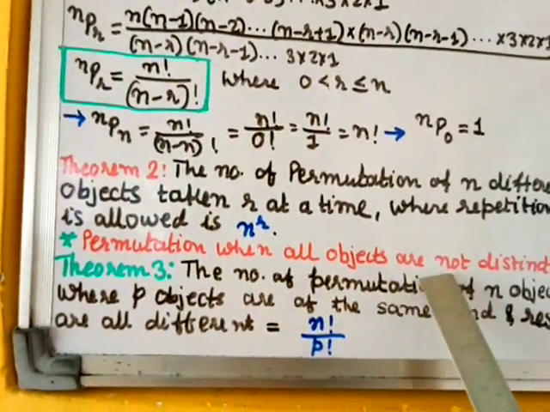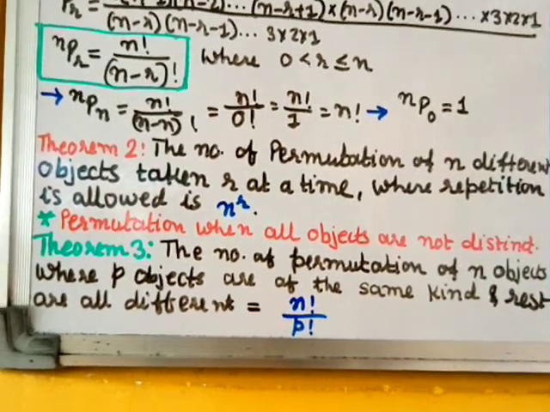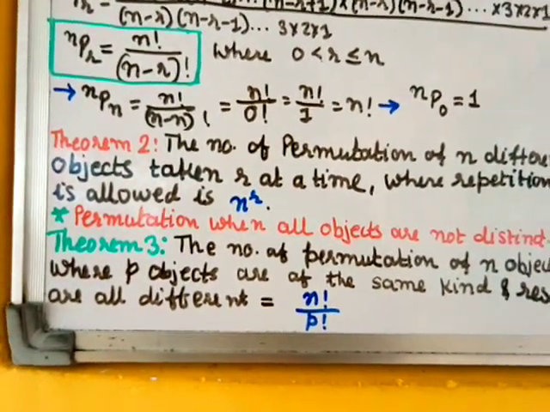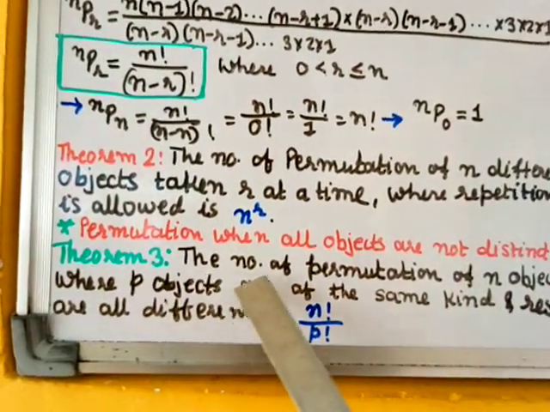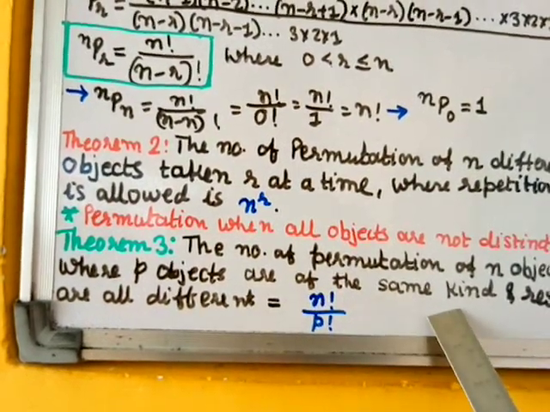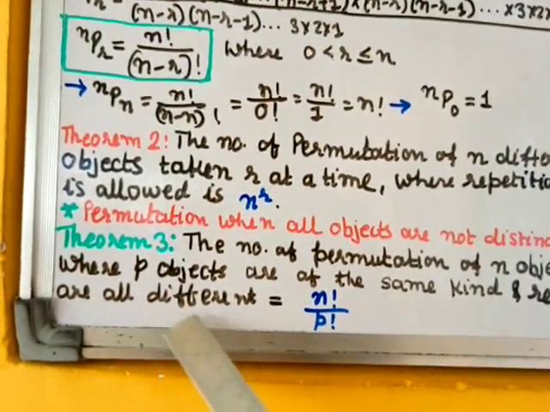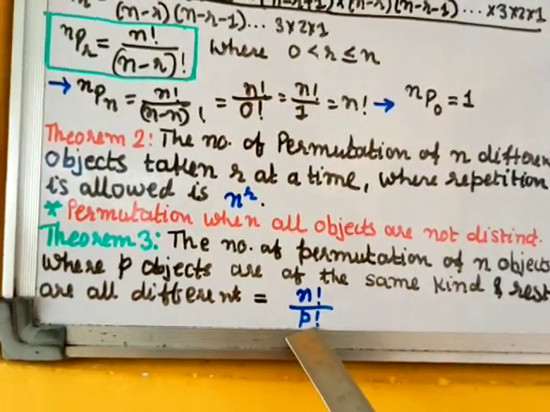Permutations when all objects are not distinct. So there are some objects which are repeated. Okay, similar objects are there, same kind objects are there. Then how will you write the permutation? Theorem 3. The number of permutations of n objects where p objects are of the same kind, that is similar, and rest are all different, is given as n factorial divided by p factorial.